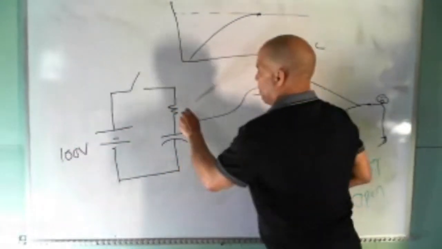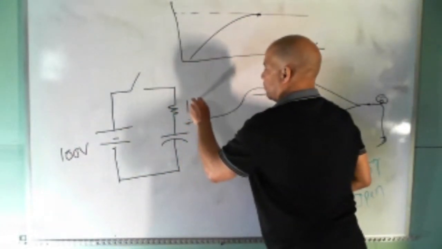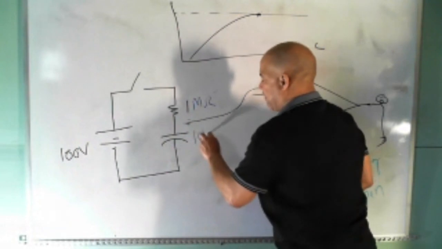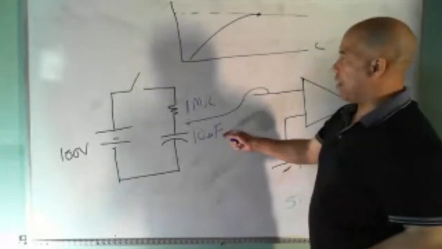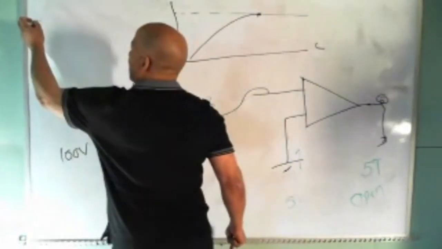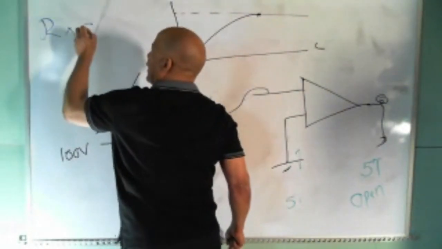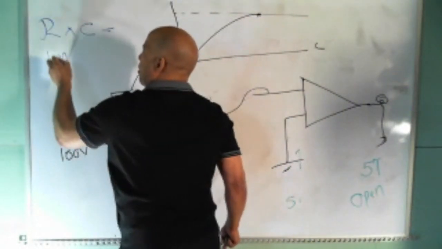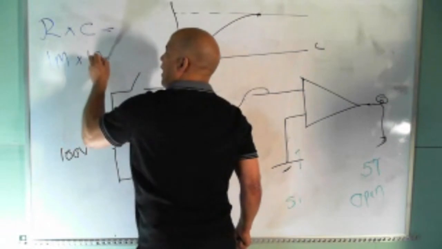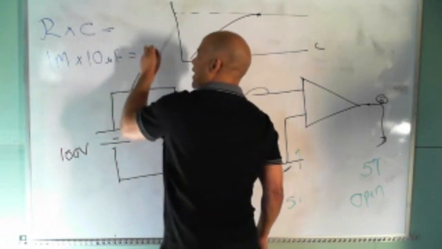I've got a 1 megaohm resistor and a 10 microfarad capacitor. Well, the RC time constant would be R times C. It's going to be 1 megaohm times 10 microfarads. That's going to give me 10 seconds.